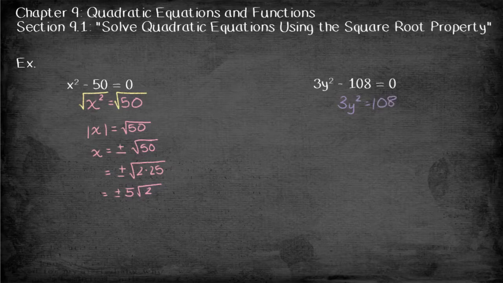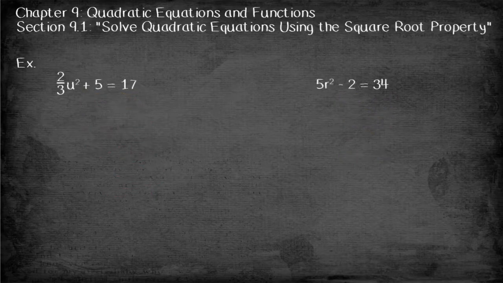And before I take the square root, I want to isolate as much as I can, so I can divide both sides by 3. There we have y squared is equal to 36, and then I'm going to take the square root of both sides, so that y is equal to plus or minus 6.